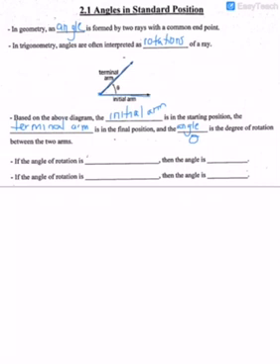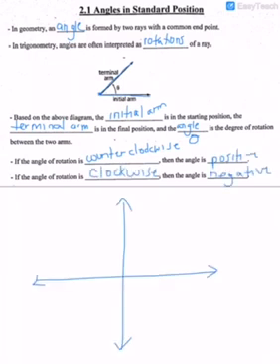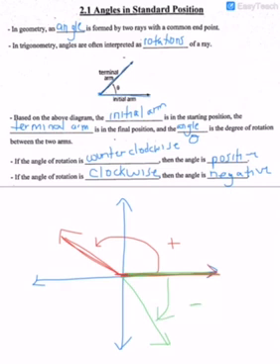Now if an angle is in the counterclockwise position, the angle is said to be positive. And if the angle is clockwise, then the angle is said to be negative. So let's say we're starting here with our initial arm on the x-axis. If I go in the counterclockwise direction, that would be a positive angle. But if I go in the clockwise direction from that initial arm, that would be said to be a negative angle. So if you start on the x-axis and go up, it's positive. But if you start on the x-axis and go down, it's negative.